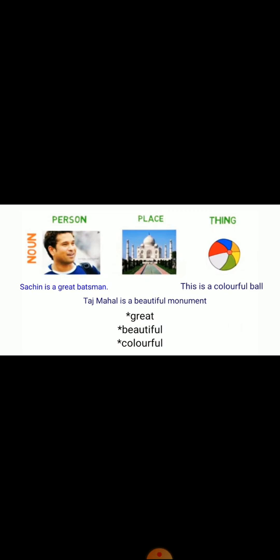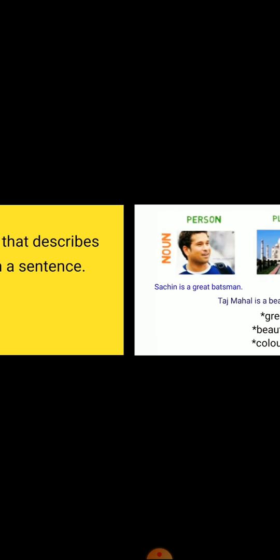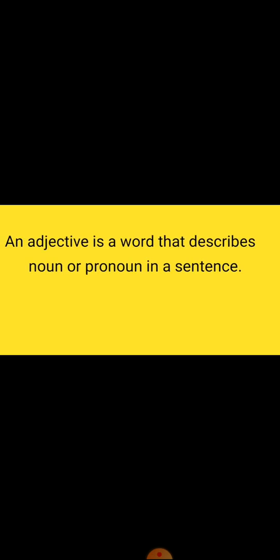So children, in English grammar, the words like great, beautiful, colorful, which describe or give more information about a noun, are known as adjectives. Now again, if I say Ram is a tall boy, here the word tall is describing or giving more information about the noun Ram. So the word tall here is an adjective. Therefore, we can define an adjective as a word that describes a noun or a pronoun in a sentence.